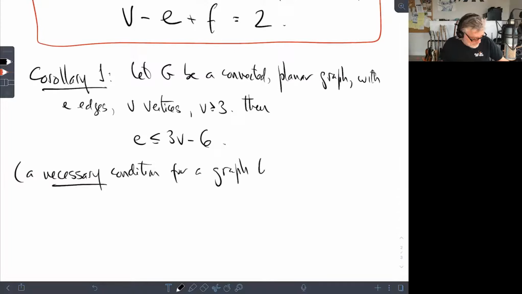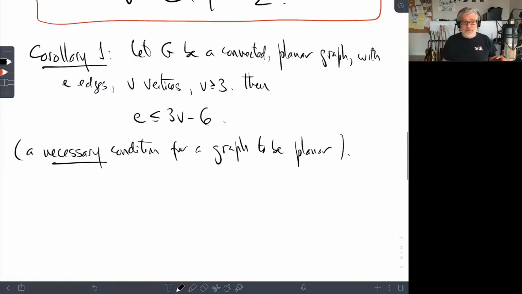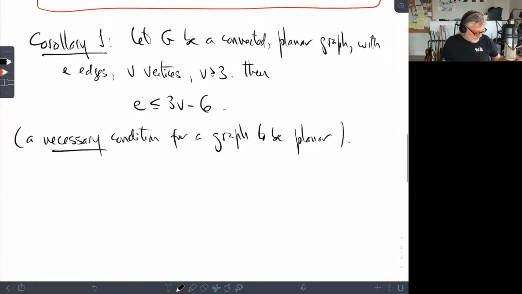Connected graph. Okay, so if this condition fails in a graph, and as long as I tell you what the graph is, you know the number of vertices, you know the number of edges, you can check. If this inequality fails, then you know your graph is not planar. End of story, right? You don't have to mess around with pictures or anything. It's just an arithmetic inequality. Okay, so how do we prove this? This is actually pretty straightforward, a very standard kind of argument.